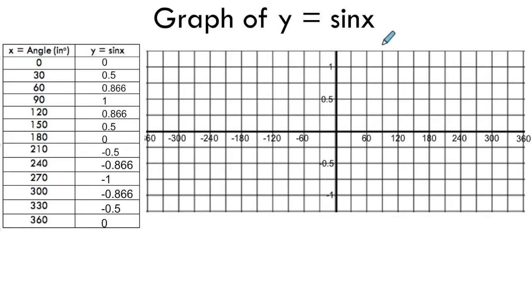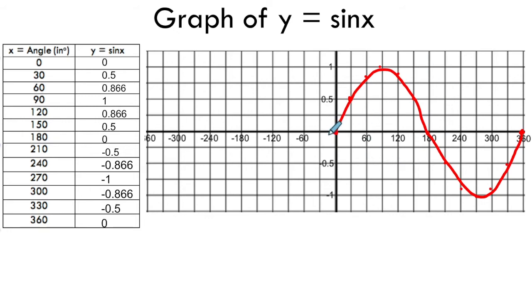Now, to produce the graph of sine of x, all we really need to do is take these x and y values and plot them on our x and y axis. Now, I'm going to do that very quickly here just to keep this video brief, but all I'm doing is starting at 0 and plotting a point at 0 on the y-axis as well, moving over by 30 degrees and then going up by 0.5, and so on until I've produced a nice smooth sine curve.